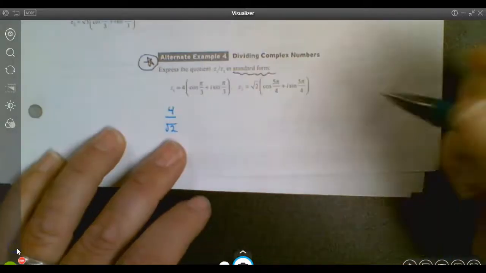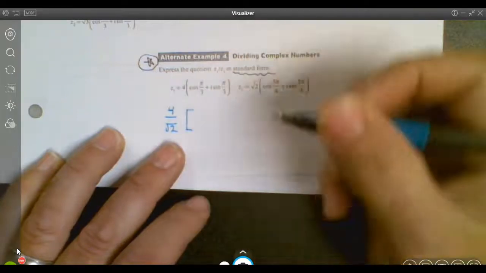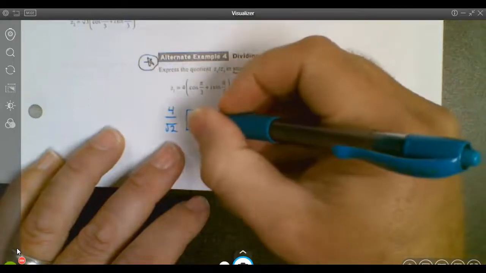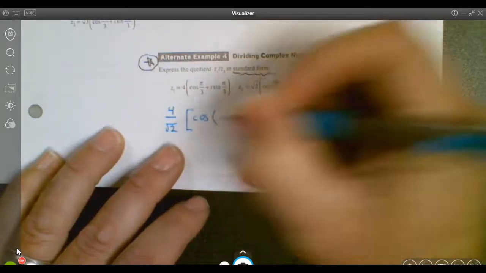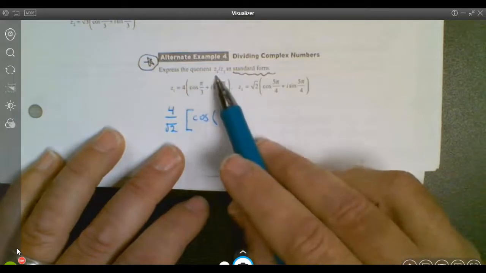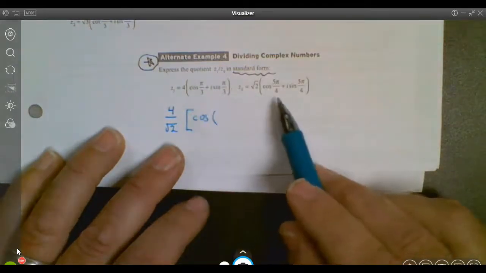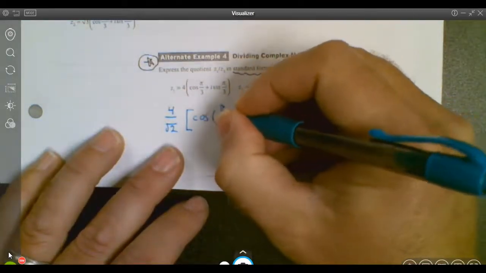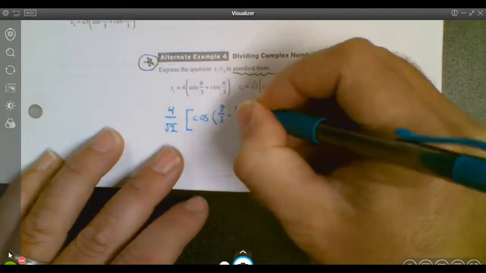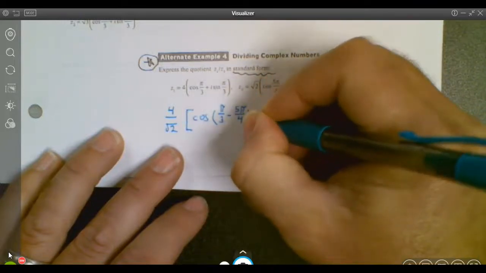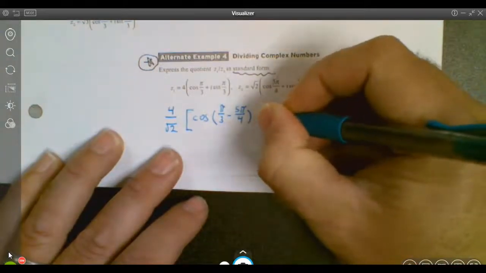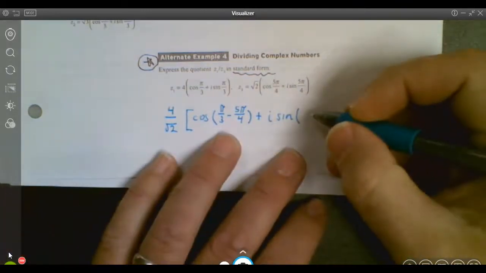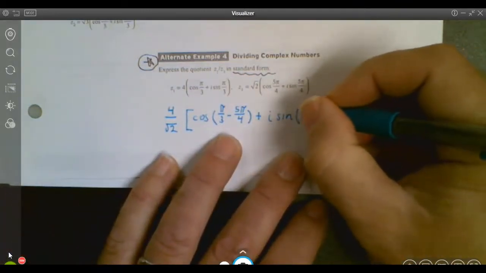So we got r divided by r on the outside. On the inside, we know we're going to be finding the difference of our angles because it's now division. So in my cosine, we're going to do our z1 minus z2 angle, so pi thirds minus 5 pi over 4. Plus, we have our i sine, and again I'm going to find the difference on those, which is still pi thirds minus pi over 4.